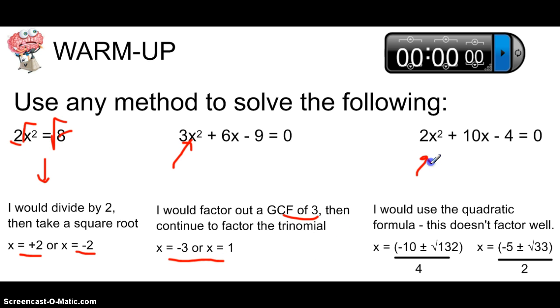This last one, you could attempt to factor it, but it won't turn out as nicely as you'd think. And so I'm going to use the quadratic formula, and so I get x equals negative 10 plus or minus the square root of 132 divided by 4. And you can simplify that. The square root of 132 simplifies to 2 square root 33. And since you have a 4 in the denominator and a negative 10 and a 2 in the numerator, you can simplify this to negative 5 plus or minus the square root of 33 over 2. And that is the warm-up.